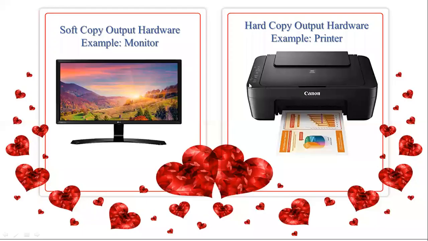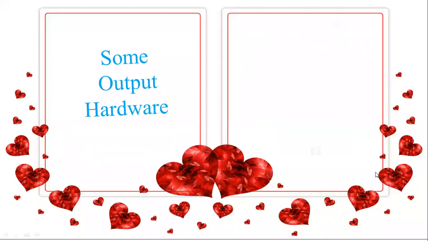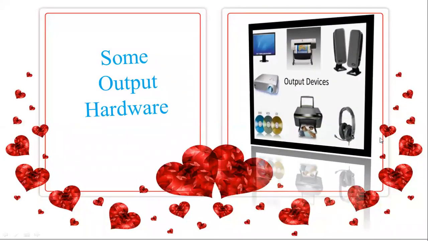Okay, we're discussing about this output hardware. There are two types of output hardware. There are soft copy output hardware and hard copy output hardware. Okay, so let's just put that in your mind. Let me show some pictures of output hardware. So you can see the pictures of output hardware, for example. You can see this monitor, you can see the plotter, you can see the speaker, you can see the projector, you can see the printer, you can see the headphone. Mainly these are the examples of output hardware.